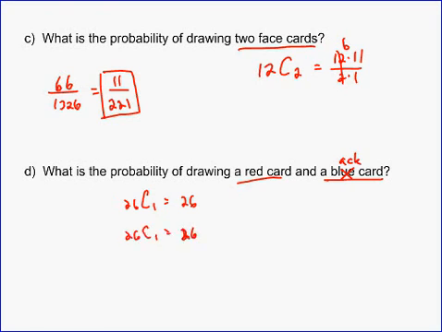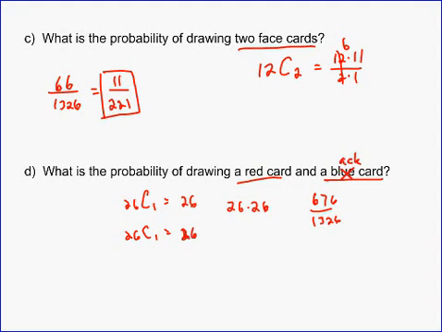And so the probability of choosing a black card and a red card would be 26 times 26, right? Because there are 26 red cards. You want to pair that up with 26 black cards. And so that's just going to give you 676. And so you're going to have 676 over 1326.